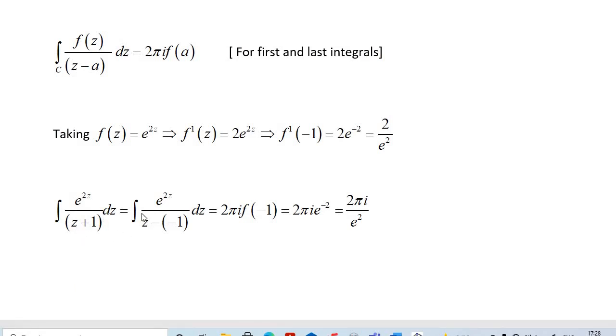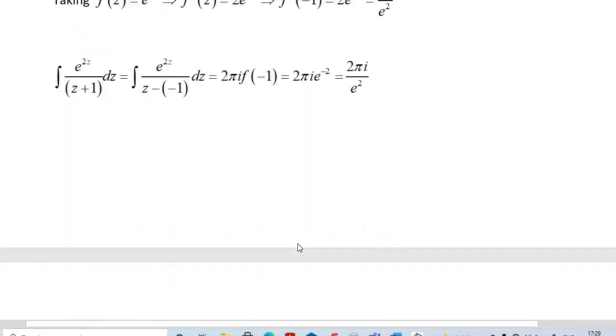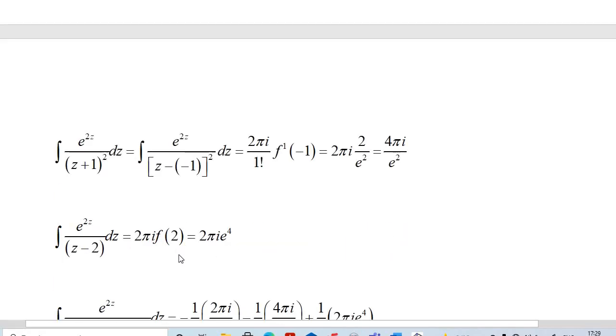First integral, this one. So a is minus 1, that's why f of minus 1. F of minus 1 we know, that is e power minus 2 only. E power minus 2 is nothing but 1 by e square. So this is the answer for the first integration. This is the answer for the second integration. Here we have n is 1, that means 2 pi i by 1 factorial f dash of minus 1. We already have the f dash of minus 1 value. Substitute, simplify, 2 twos are 4 only. So this is the value of the third integral.